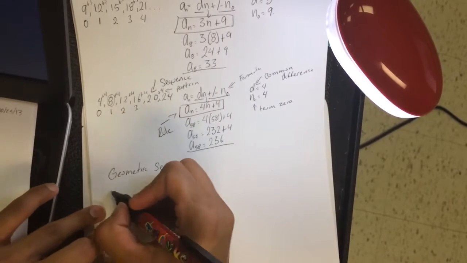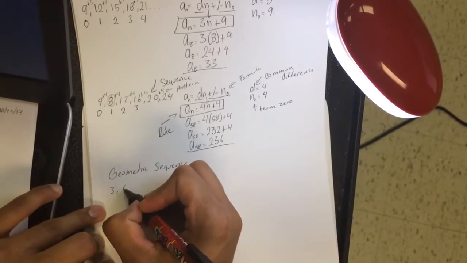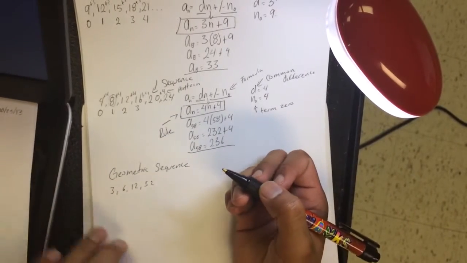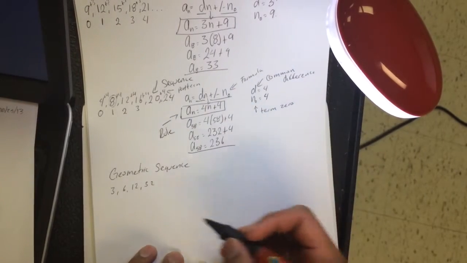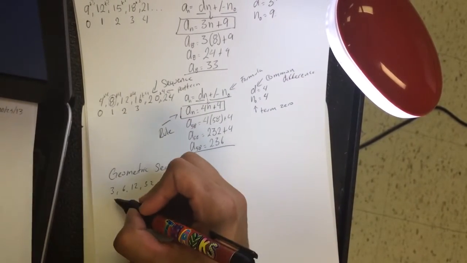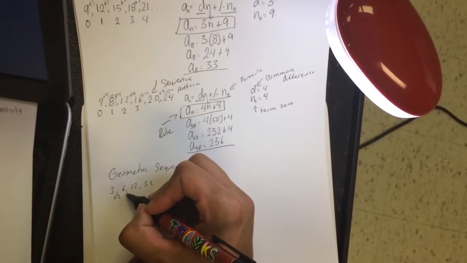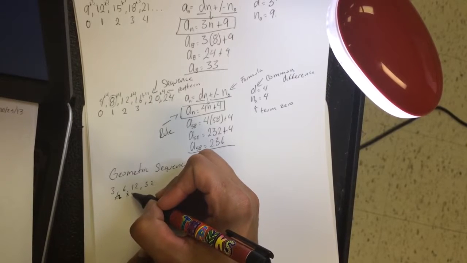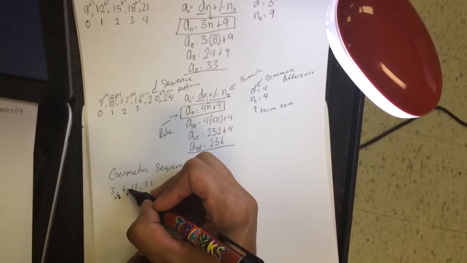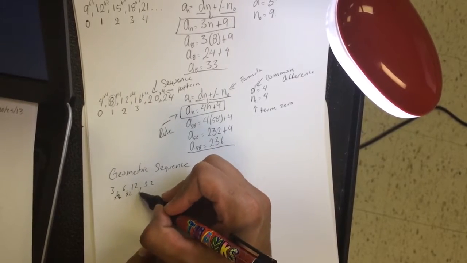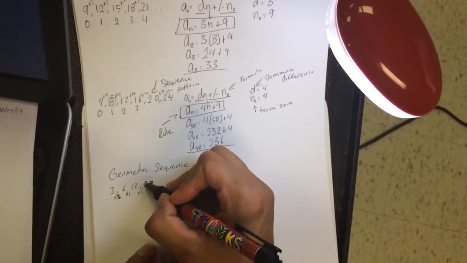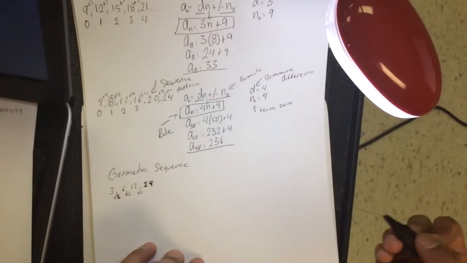Here's an example. So let's say we have 3, 6, 12, 32. We do exactly the same thing that we do with the other one. What's the pattern? Times 2. 3 times 2 gives me 6. It's multiplying or dividing. So 3 times 2 is 6. 6 times 2 is 12. 12 times 2 is 32. Wait, nope, 24. 24. All right, so I fixed it.